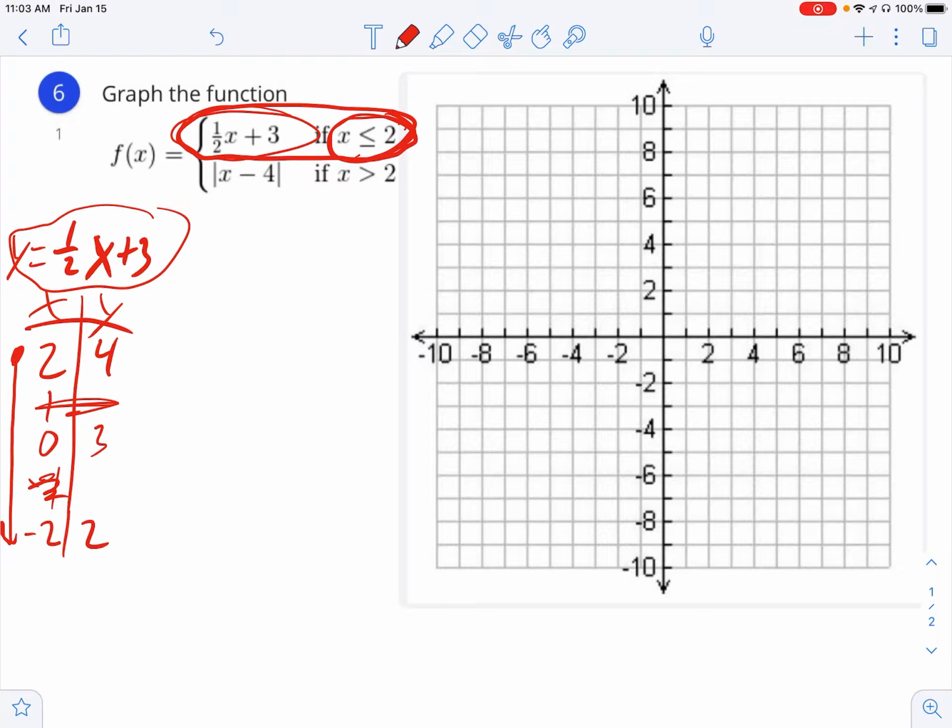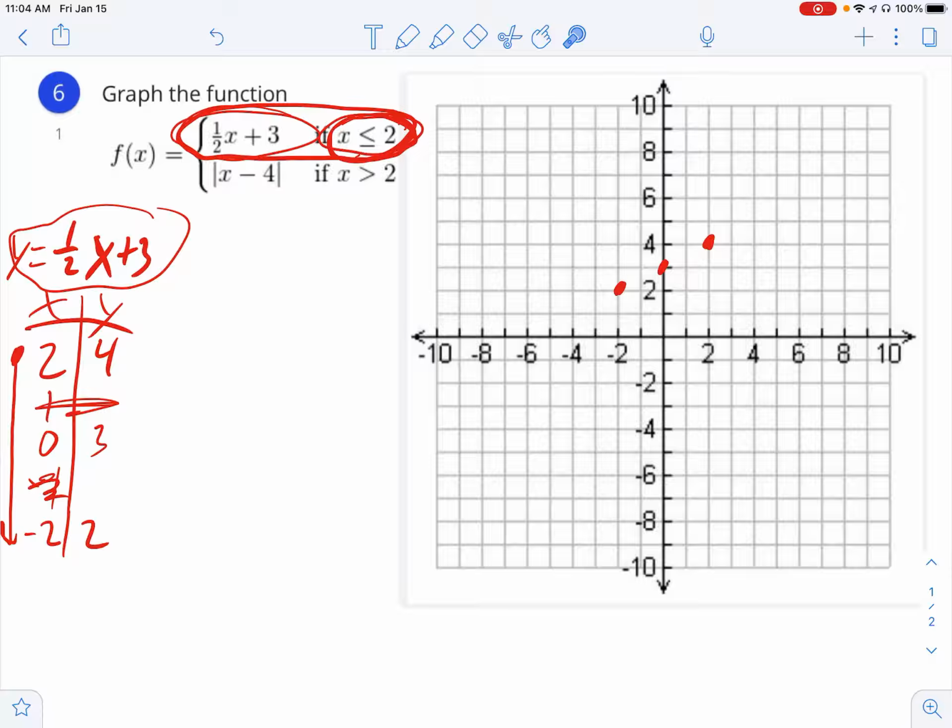And again, because it's or equal, solid closed dot there at (2, 4). Let's plot (0, 3), and (-2, 2). And it continues for all x values less than or equal to 2. So that's where this number line piece idea comes from.